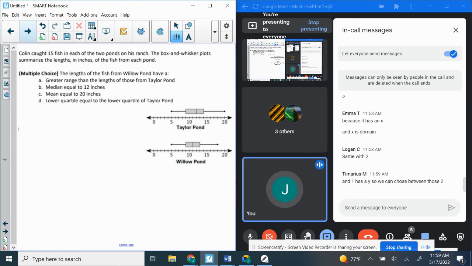Colin caught 15 fish in each of the two ponds on his ranch. The box and whisker plots summarize the lengths in inches of the fish from each pond. The lengths of the fish from Willow Pond have a greater range than the length of those from Taylor Pond. So Willow Pond is the bottom one, and we're comparing this one to the one above it. So the range, remember, is max minus min.